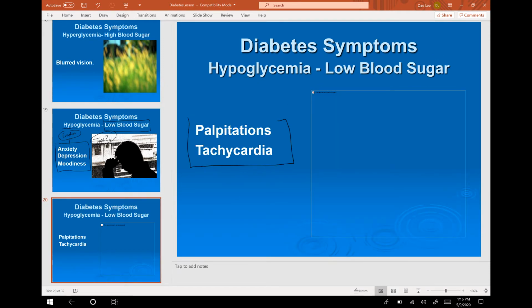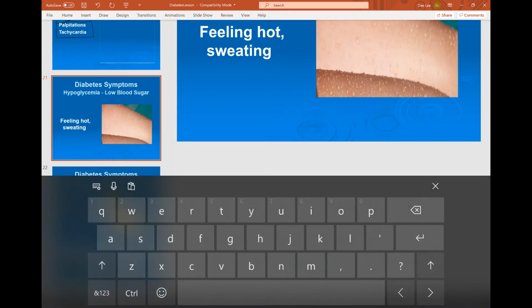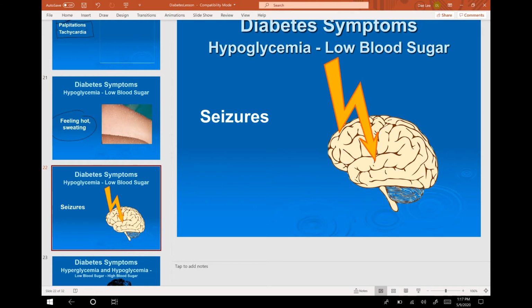Some other symptoms, palpitations, and this thing called tachycardia. So they're exclusively referring to the heart in this case, okay? Your heart is supposed to have a steady beat. It's called the lub-dub beat. Lub-dub, okay? The first beat contracts, the second beat releases, okay? Tachycardia is a situation where your heart beats too fast, okay? This could lead to a heart attack. Another common one, feeling hot and sweating. Another common problem with hypoglycemia. As mentioned again with the brain, it could also lead to seizures.